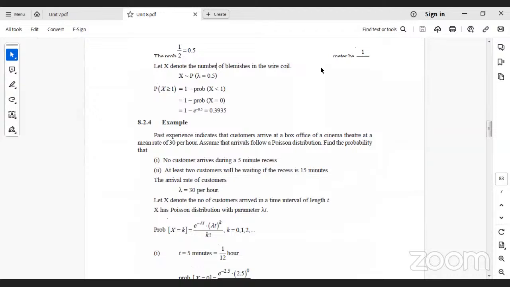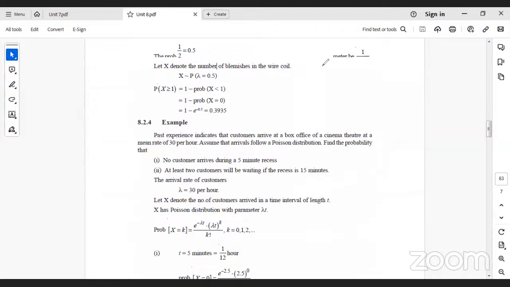Past experience indicates that customers arrive at a box office of a cinema theater at a mean rate of 30 per hour. Assume that the arrivals follow a Poisson distribution. Find the probability that no customer arrives during a 5 minute recess, and at least 2 customers will be waiting in 15 minutes. The arrival rate is lambda equal to 30 per hour. Let X denote the number of customers arrived, following a Poisson distribution with parameter lambda t.